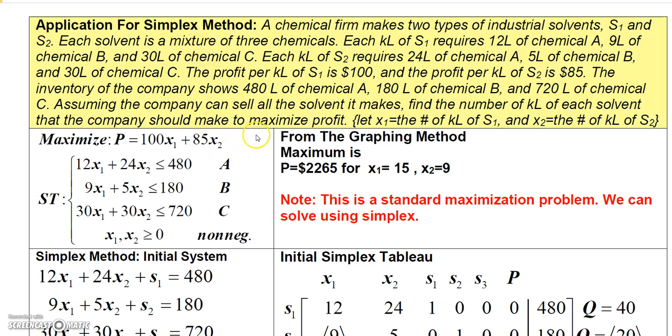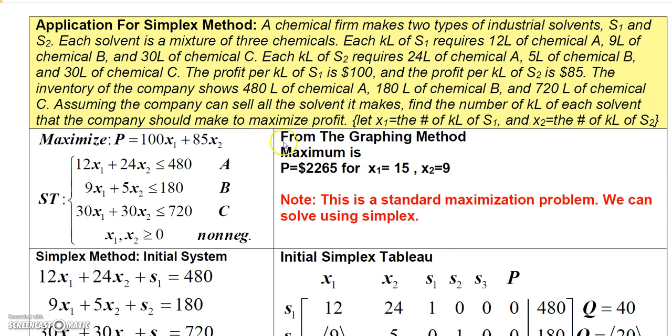Go ahead and pause the video and read this word problem here. I'm not going to actually go through setting up the word problem. We actually set this problem up when we were solving linear programming problems by the graphing method. So you can read it. Just make sure you understand how the problem is set up. Like I said, it's a repeat of one we looked at earlier.